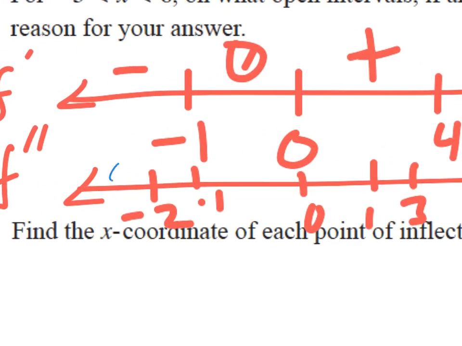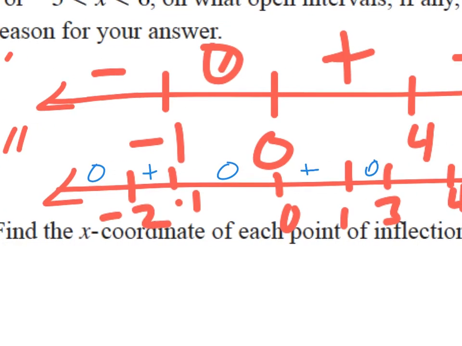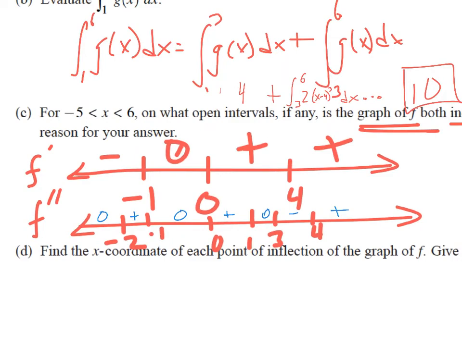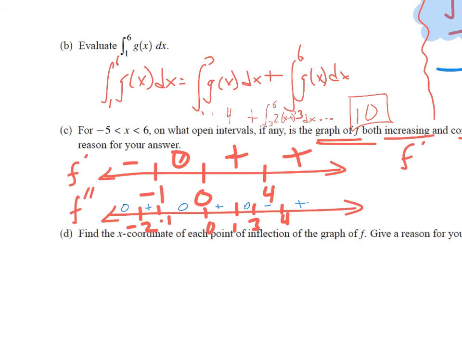I'm doing blue here. Zero, it was positive, it was zero, it was positive, it was zero. And you can look back at your graph to see that. Negative, and then positive. All right, so the question is this. Now, when is it both increasing and concave up?